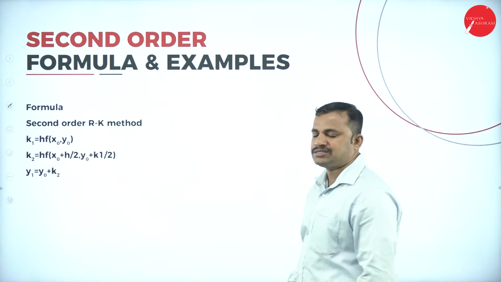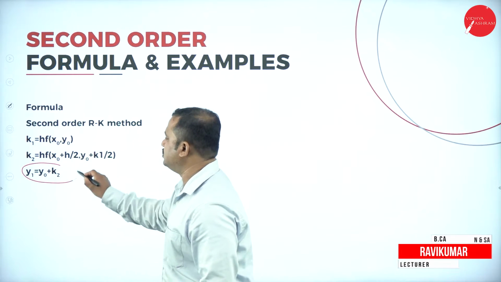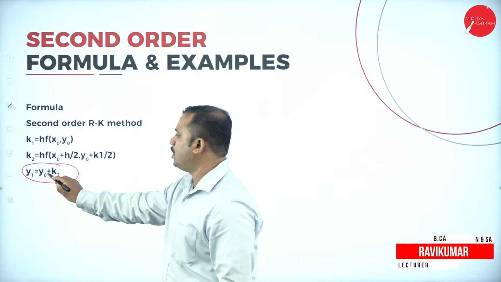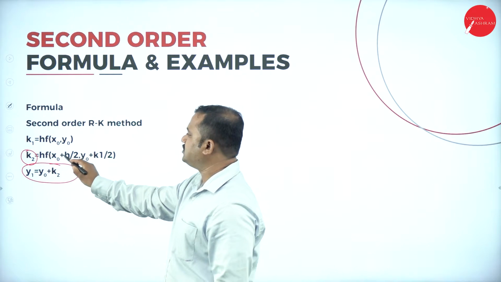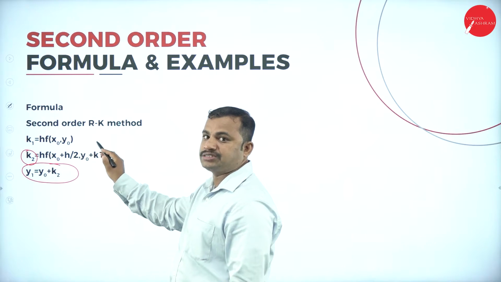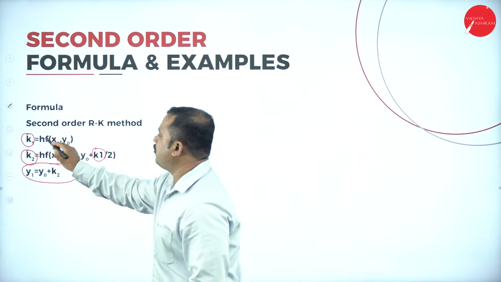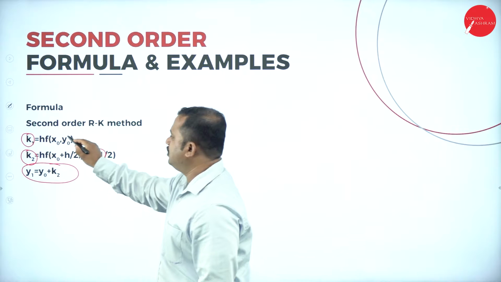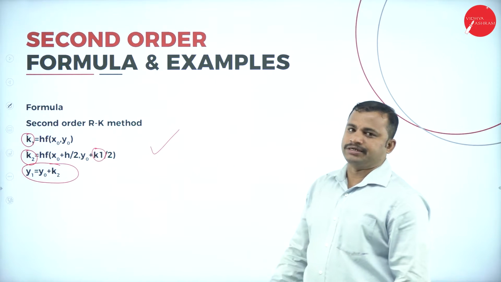If that is the case, the formula for the Runge-Kutta second order method is this. That is y1 is equal to y0 plus k2, where k2 is equal to h into f of x0 plus h by 2 comma y0 plus k1 by 2, where k1 is equal to h into f of x0 comma y0. With this, I am going to calculate the second order method.